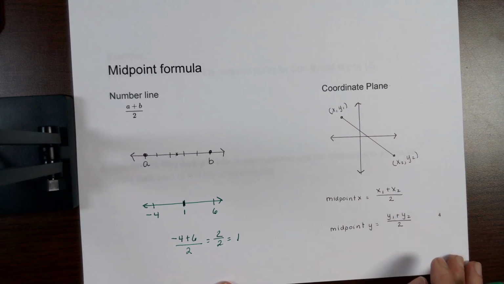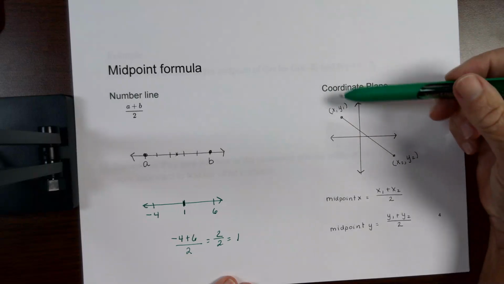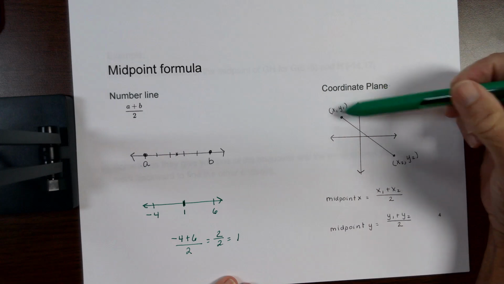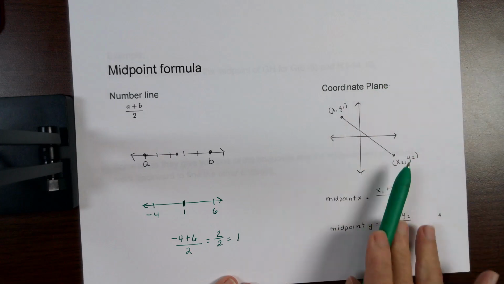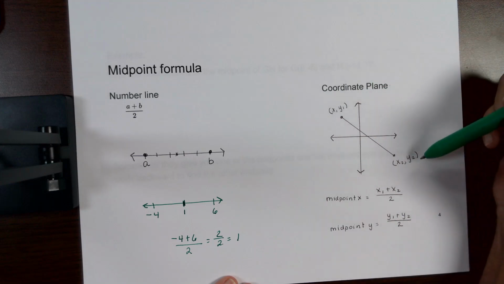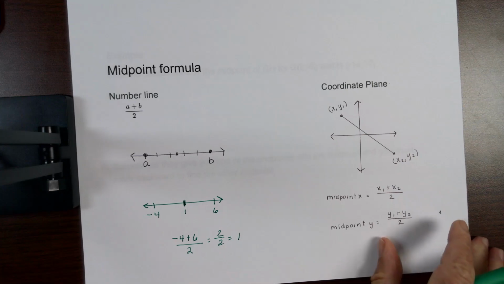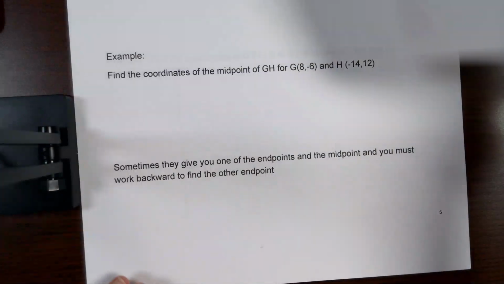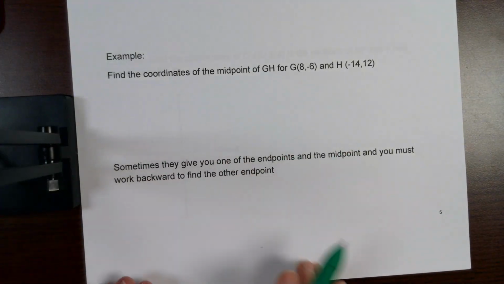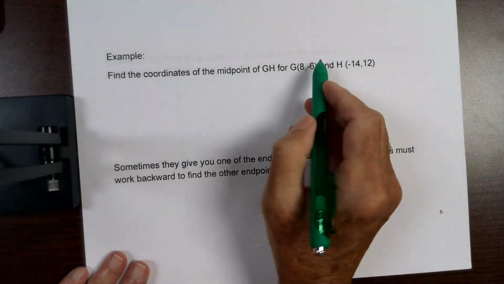Again, when you put it on a coordinate plane, life is a little different. But you are still finding the average of the two x's. So you take x sub 1 plus x sub 2 divided by 2, y sub 1 plus y sub 2, and divide it by 2. Again, you've had all this before, so it should be just review. Let's say I want to find the coordinates of the midpoint for GH.